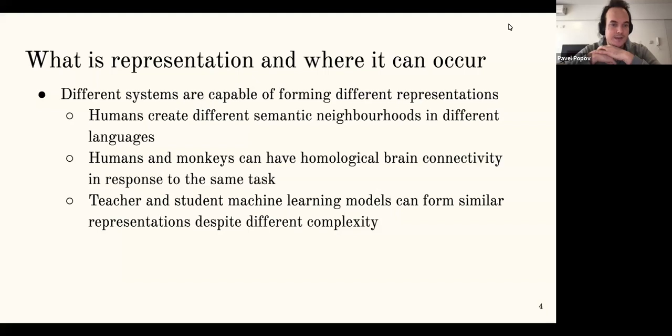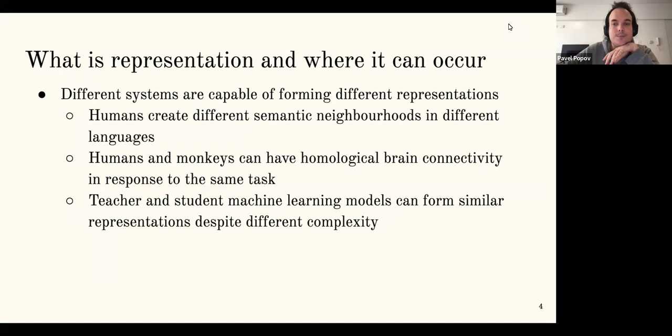Then biological systems like animals and humans have some comparable brain activity in response to solving the same task, and it can be interesting to compare them to find similarities and dissimilarities. Then finally, machine learning models are forming representations all the time, and we often use them to try to understand how they work.